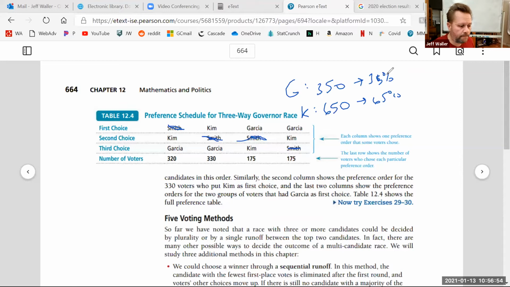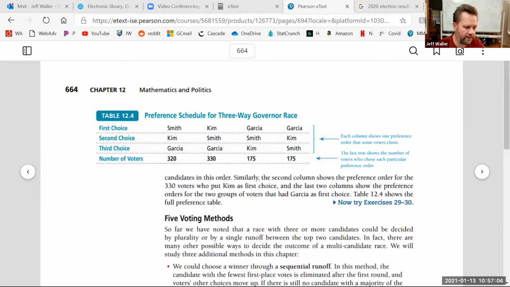Professor, I'm sorry. How did Kim get 650? I have a hard time with this chart. Now watch. Let me do this again. I understand. This is really weird, especially because we don't do it like this normally.